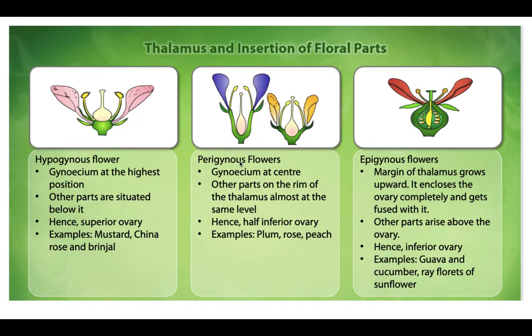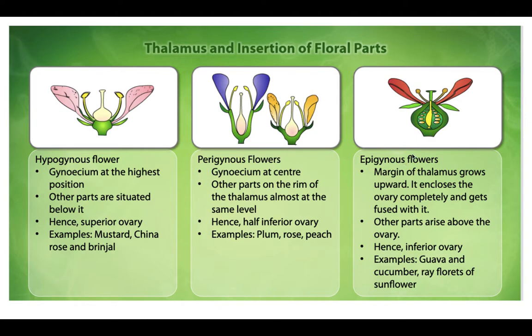In perigynous type of flowers, that you can see in this figure, the gynoecium is at the center and other parts are on the rim of the thalamus almost at the same level, that you can see here, the level of different floral parts and thalamus. Hence, we can say that here the ovary is half inferior. Examples are plum, rose, and peach.